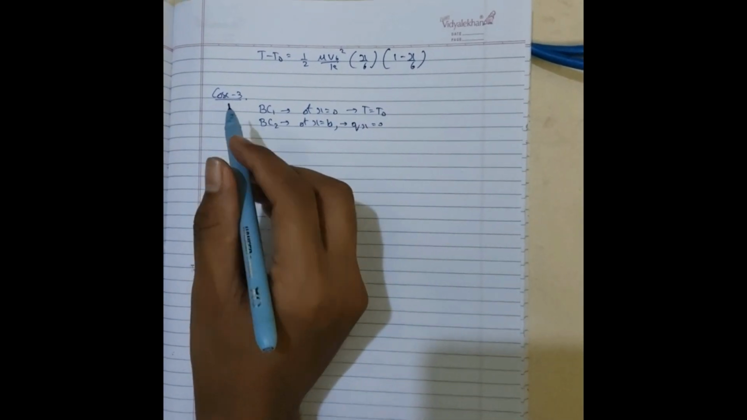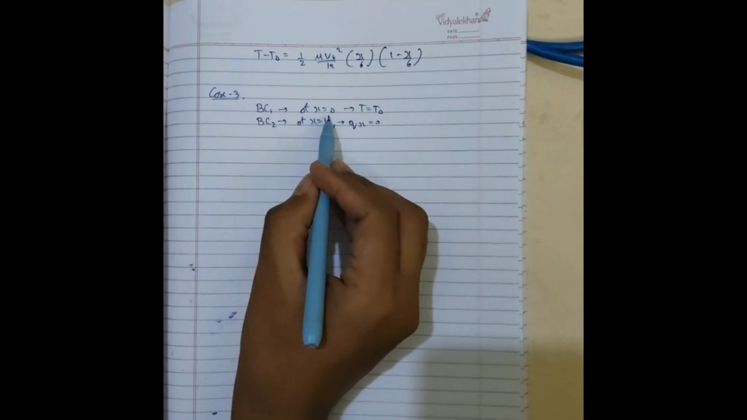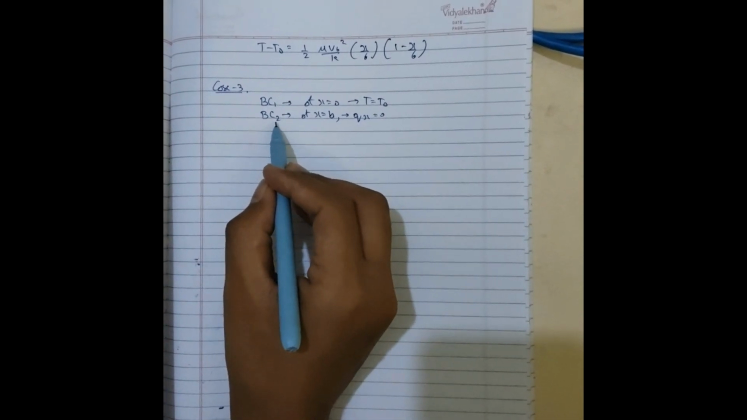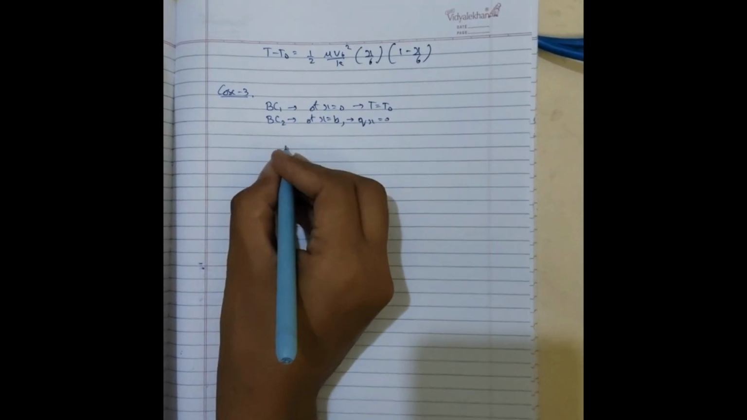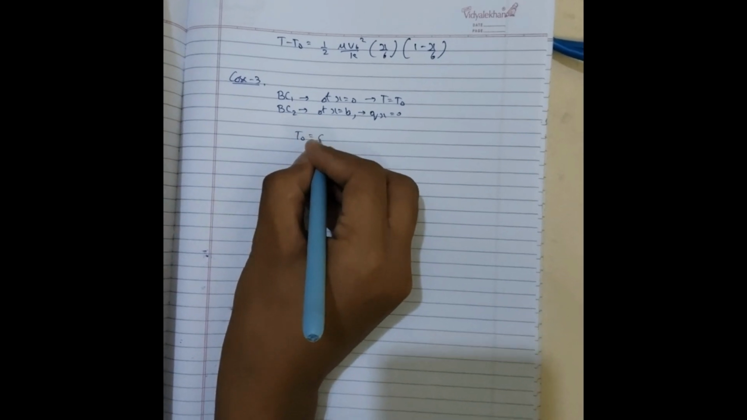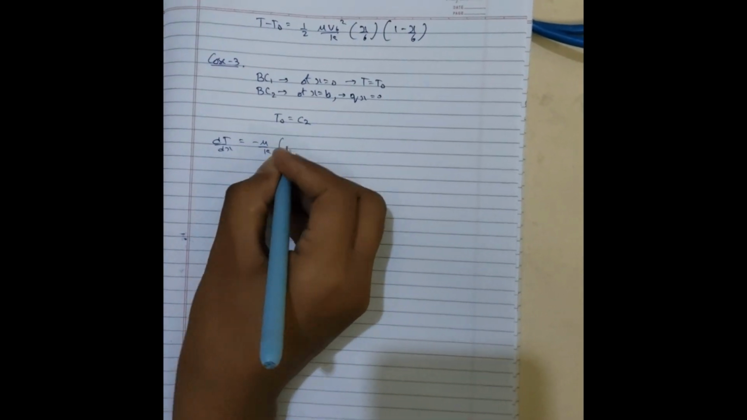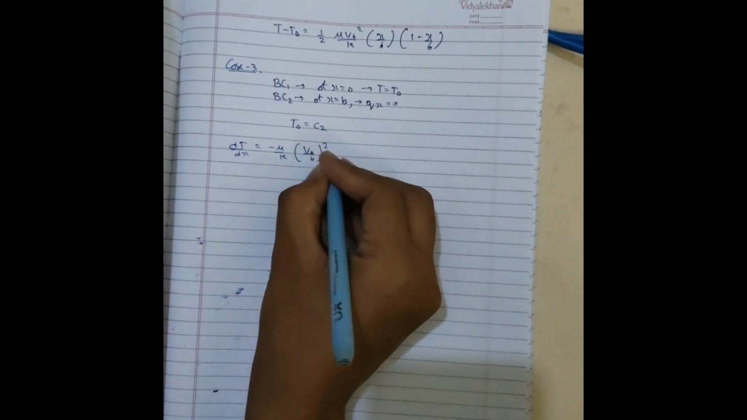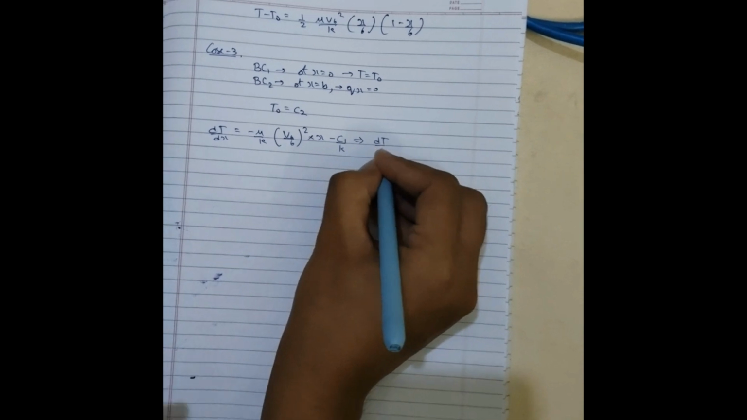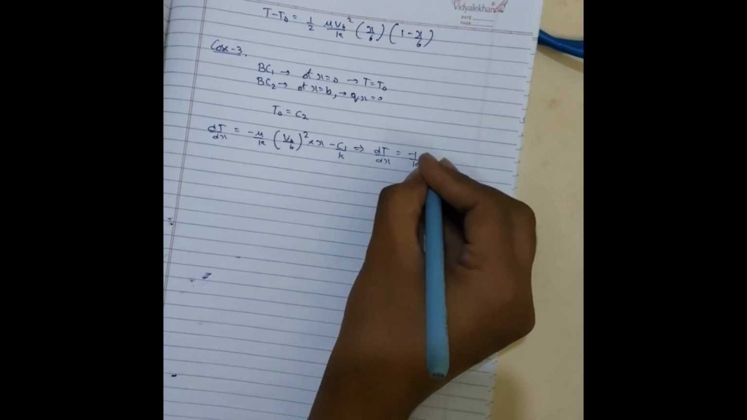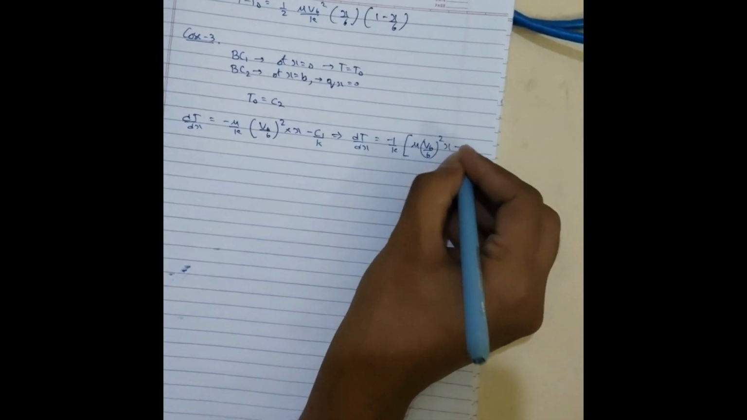Now our case 3. It will be the same case, but again we will have some different boundary conditions. Our boundary condition 1 will be that at x equal to 0, T equal to T naught, and our second boundary condition will be that at x equal to B, our Qx will be 0. So again solving the basic mathematics, we have T naught equal to C2. Now dT by dx equals minus mu by K VB upon B whole square into x minus C1 upon K. Now this becomes dT by dx equal to minus 1 by K into mu VB upon B whole square into x minus C1.